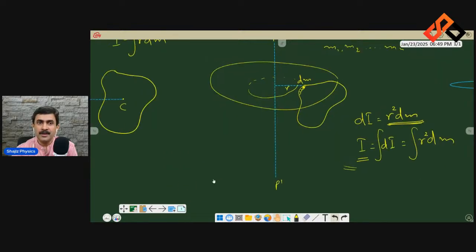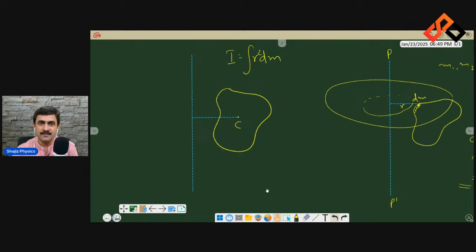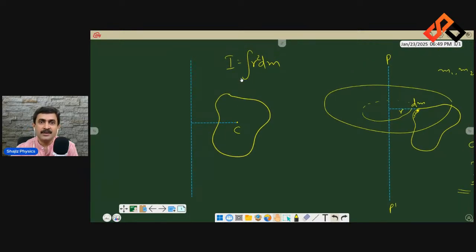Now, coming to this situation, we can evaluate the whole moment of inertia of the body when it is rotating about this particular axis of rotation, which is given by PP dashed. We have calculated it. That part is over. Now, in order to understand the concept of radius of gyration, we are doing something else.